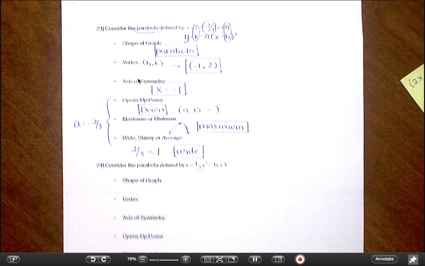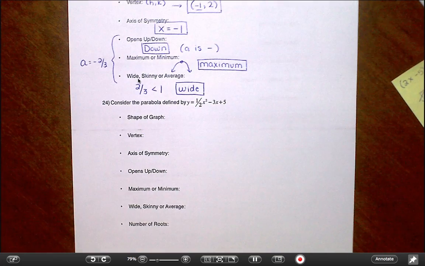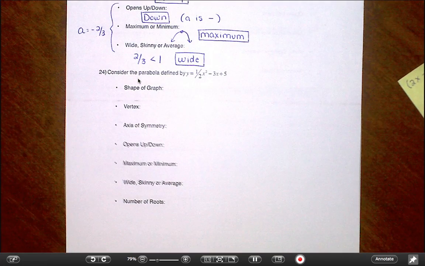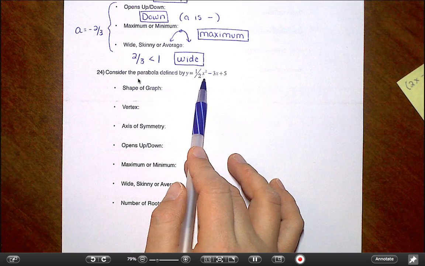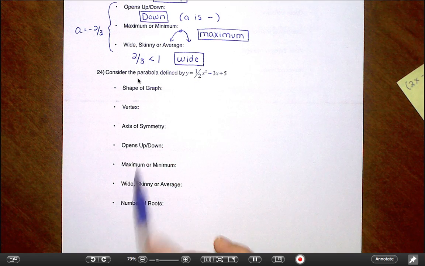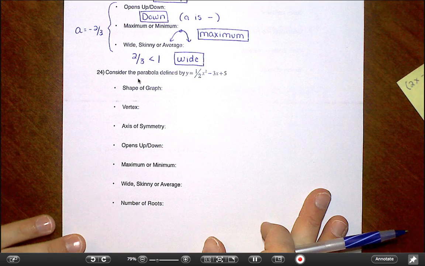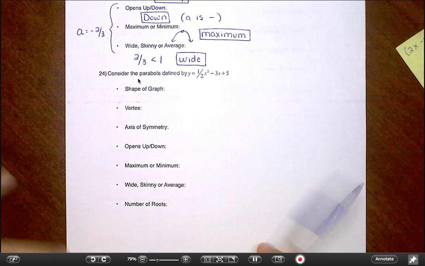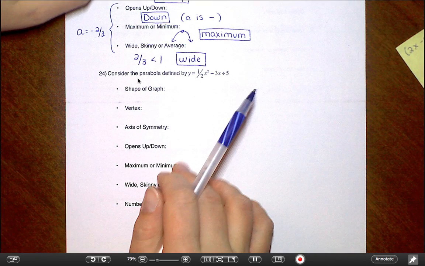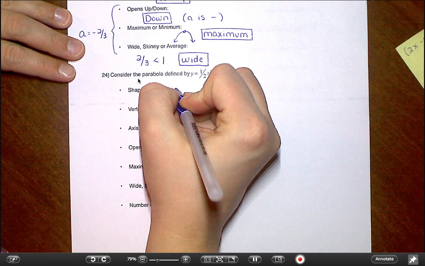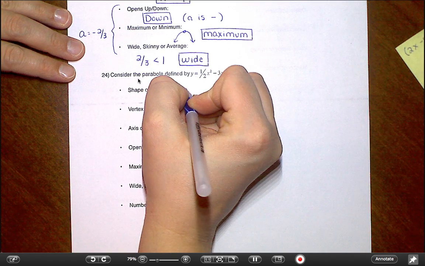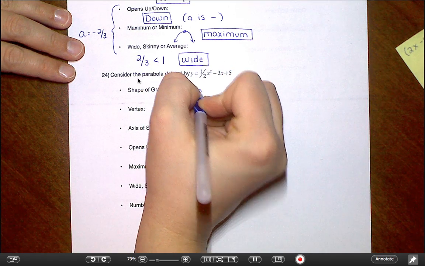Okay, so 24 is really asking me the same kinds of questions, except this time the equation is not given to you in vertex form. So that is going to change a couple of things along the way here. However, what it will not change is the shape of the graph. Whether I graph this one up at the top or whether I graph this one, the shape of my graph is going to be a parabola. Anytime I have an x squared, it's going to be a parabola.